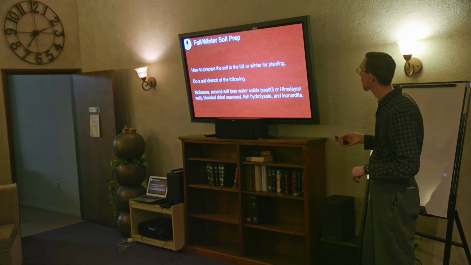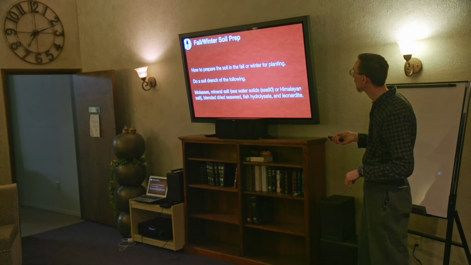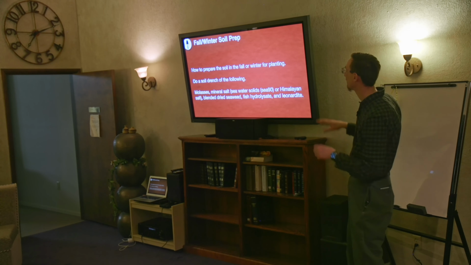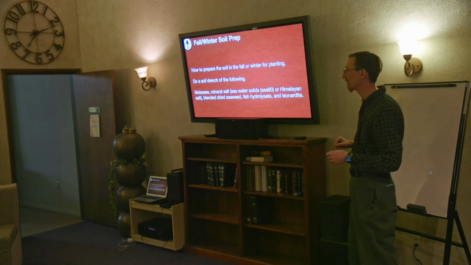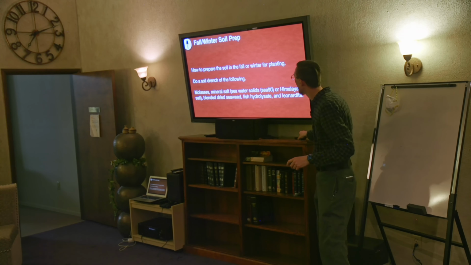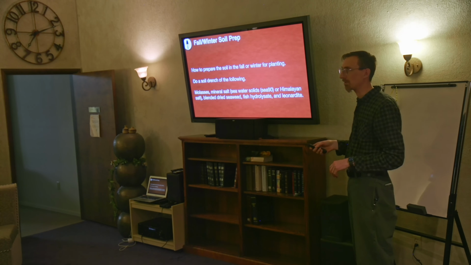I'll finish up here. And then this is a little bit different topic. We talked about how the minerals can be absorbed through the leaves. Actually, scratch that. This is soil. So we're applying this to the soil rather than to the leaves. It's recommended to do it in the fall because you get the most benefit, but this is something you can do all winter long to prepare your soil for spring.